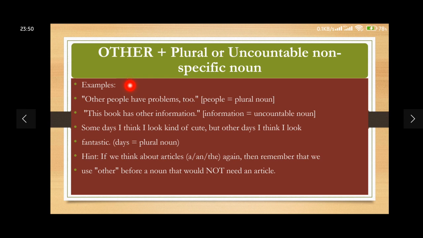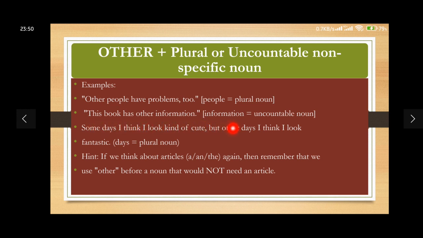Here we will talk about other plus plural or uncountable non-specific noun. So other is used with plural or uncountable non-specific noun. For example, other people have problems too. So we are using people, that is a plural noun, and we are using other. So other is used with plural nouns, or we can use it with uncountable nouns, but that will be non-specific. When I say other people have problems too, I'm talking about people who are non-specific.